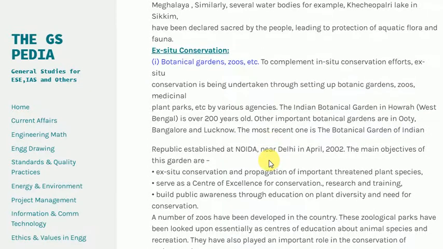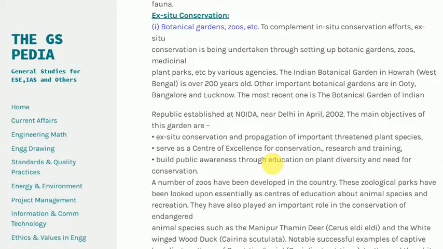Ex situ conservation. Botanical gardens, zoos, etc. To complement in situ conservation efforts, ex situ conservation is being undertaken through setting up botanic gardens, zoos, medicinal plant parks, etc. by various agencies. The Indian Botanical Garden in Howrah, West Bengal is over 200 years old. Other important botanical gardens are in Ooty, Bangalore and Lucknow.